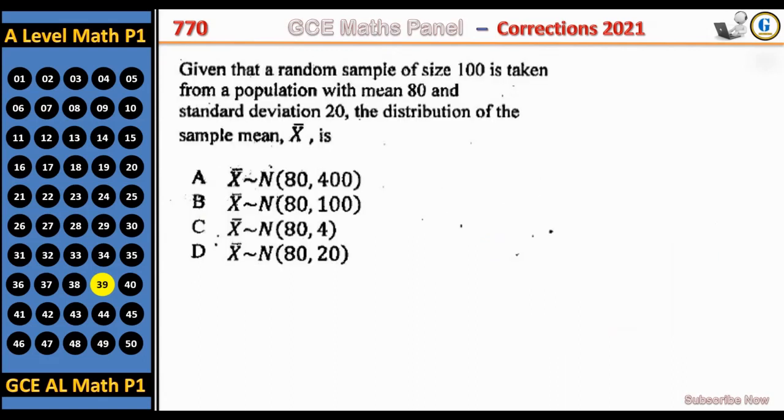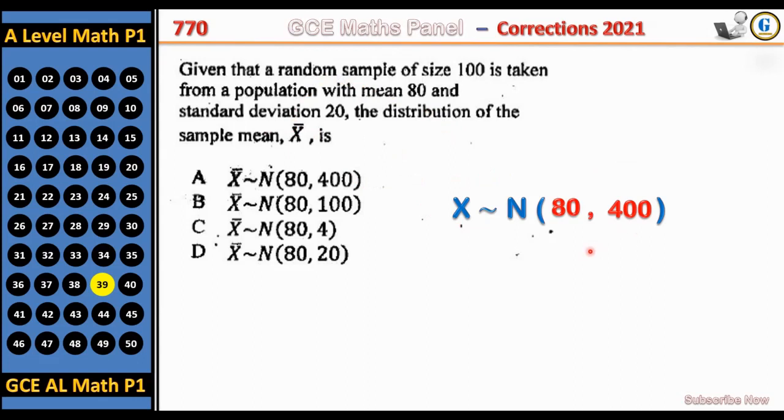Given that a random sample of 100 is taken from a population with a mean of 80 and standard deviation of 20, the distribution of this sample mean x bar is... this question is repeating, it is one of the 2019 questions. So recall that the normal distribution is given by the mean and variance. So from here, our x follows a normal distribution with parameters 80, where 80 is the mean. And what's the next one? The variance is 400.